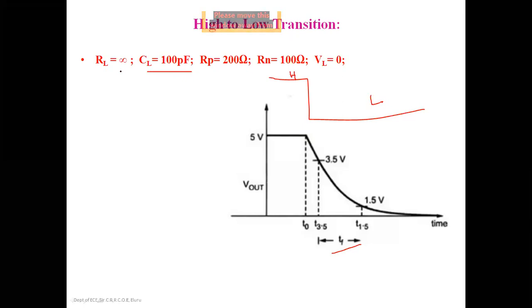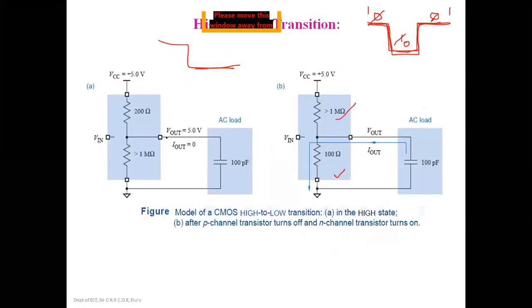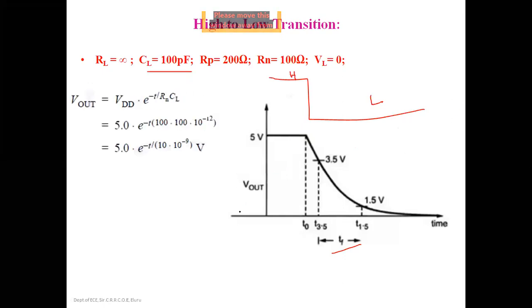When you have infinite resistance, what about the load voltage? It is obviously 0. With these conditions, we will try to find the voltage across the transistor. At these points, if you write the voltage expression, it will be like this. The output voltage V naught is equal to VDD into e power minus t by Rn into CL. How is it Rn into CL here?